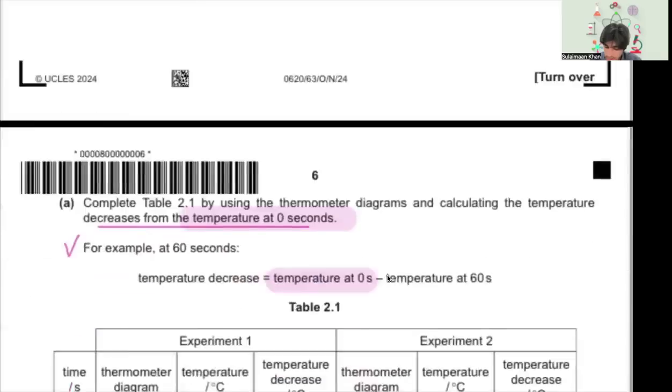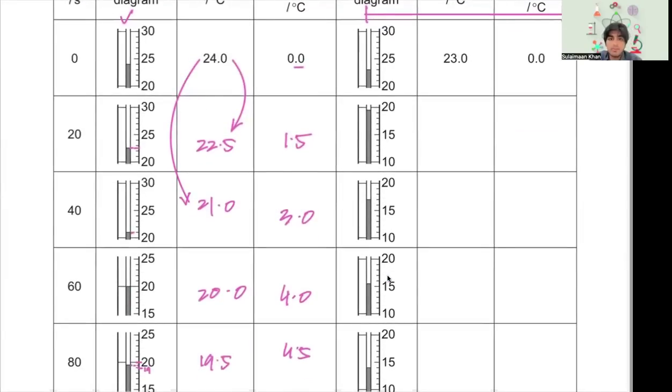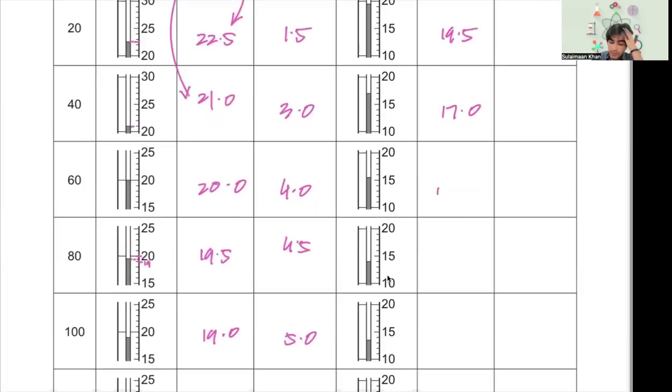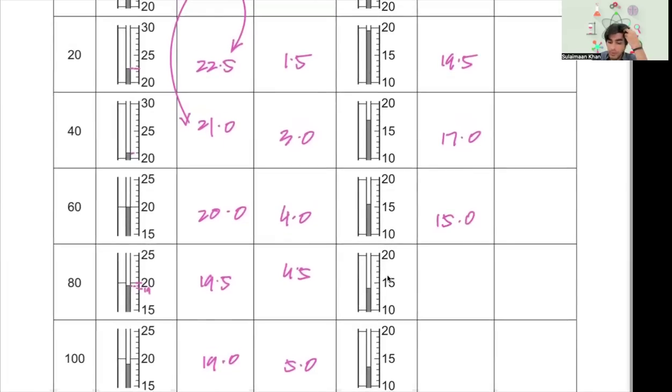Remember this. Can somebody write this up? Initially it is 23, then 19.5, then 17.0, then 15.0, not 15.0, 15.5. I'm not looking at it, I'm just looking at that.